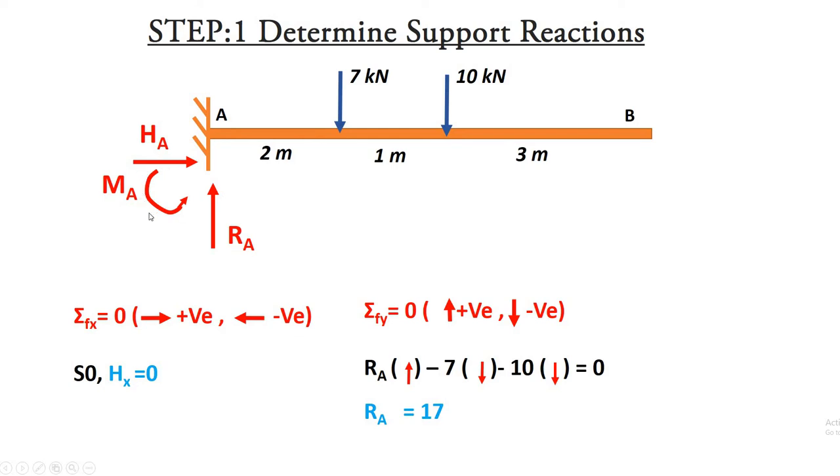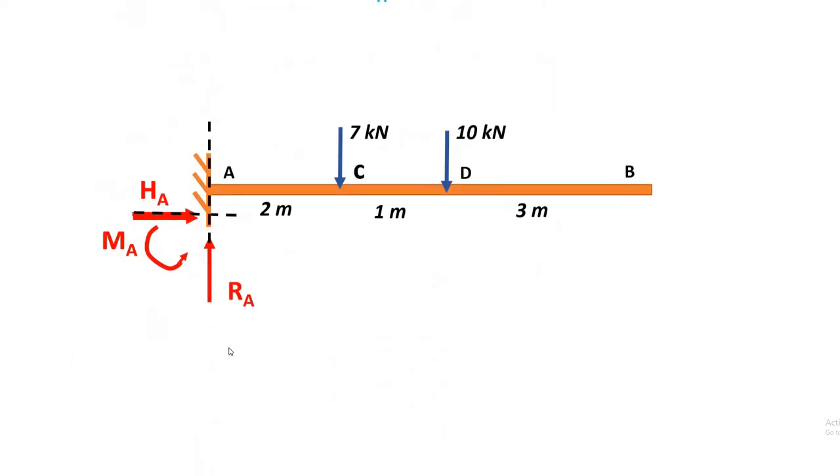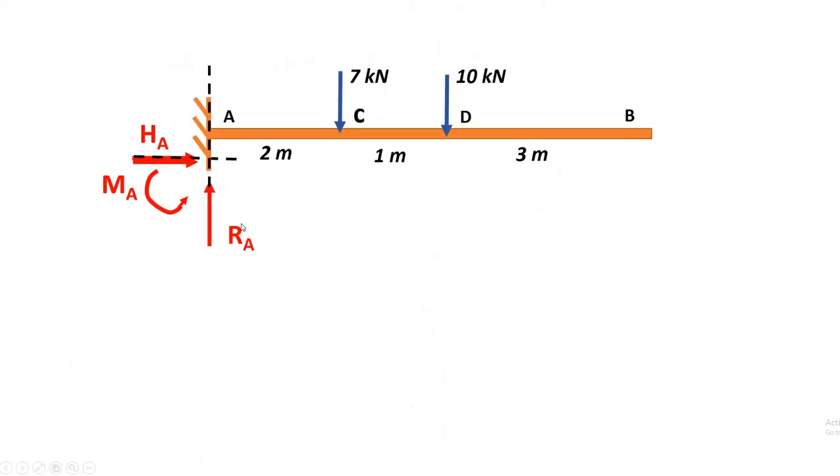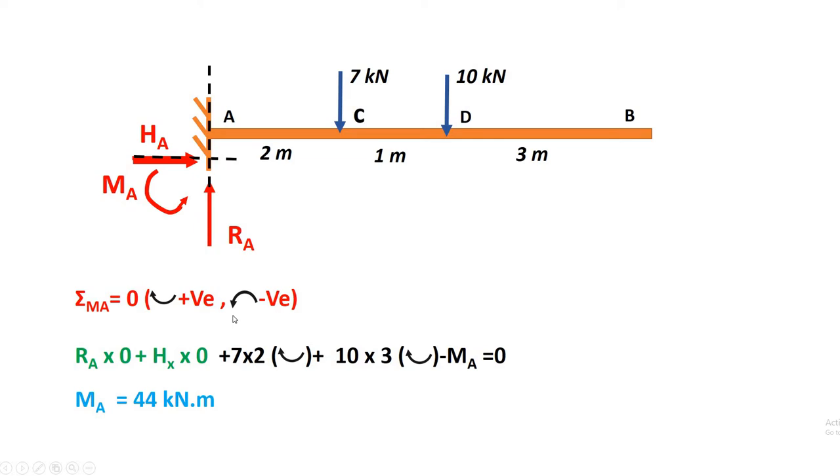Now let us determine the moment. For the moment we have third equilibrium condition, and that is algebraic sum of all moment about any point is equal to 0. Okay, let us take the moment about A. Here we have clockwise positive and anti-clockwise negative. Okay, let us start with A end.